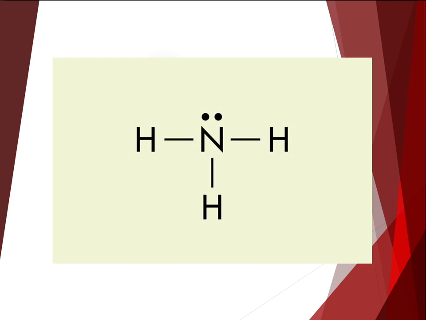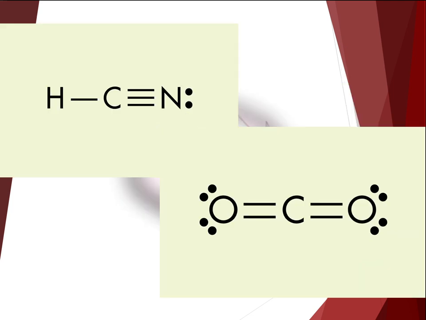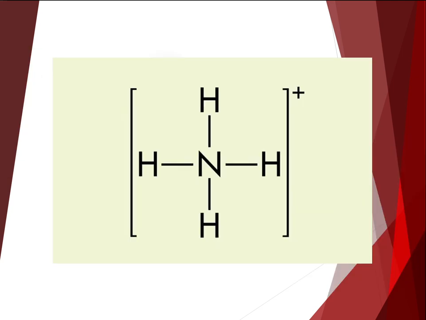Double and triple bonds are less flexible than single bonds. Double bonds in general have higher bond energies and are shorter than single bonds. And triple bonds have even more energy and are shorter than double bonds. Some examples of those are on the screen here. These are the Lewis structures for carbon dioxide on the bottom right and hydrogen cyanide on the top left.